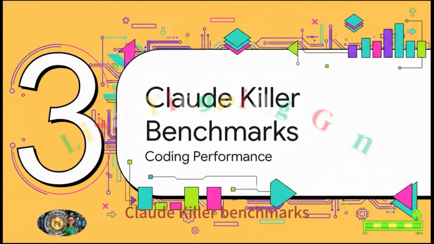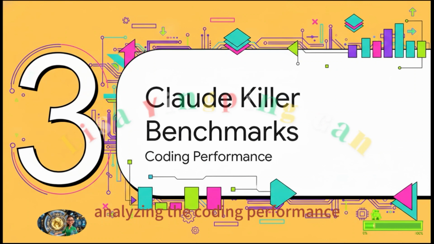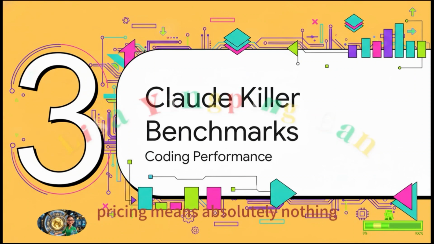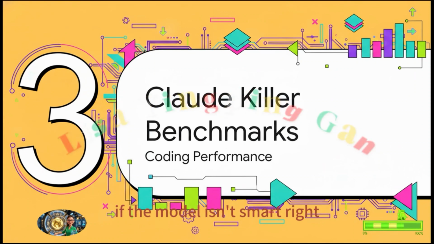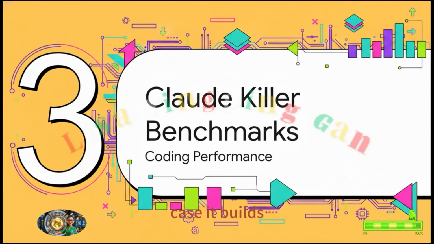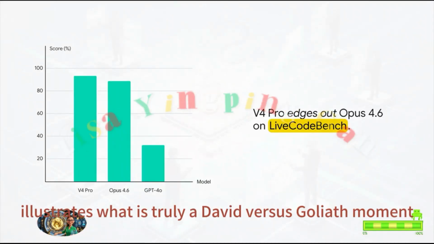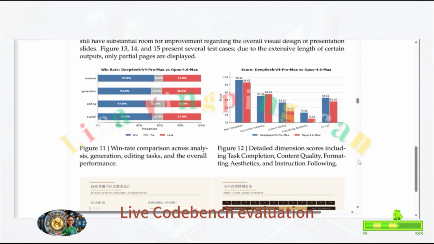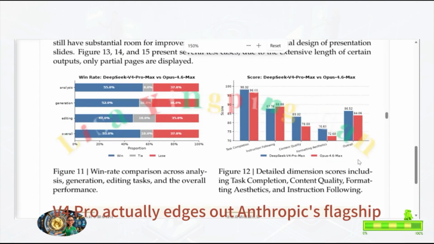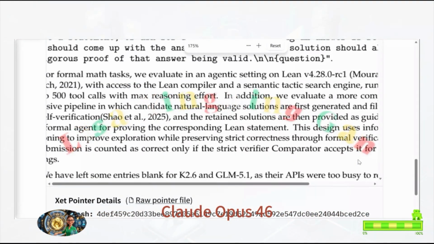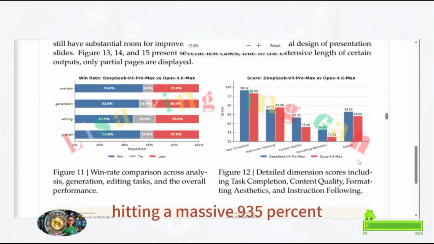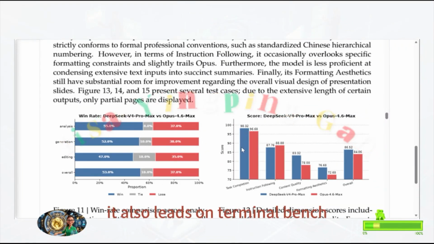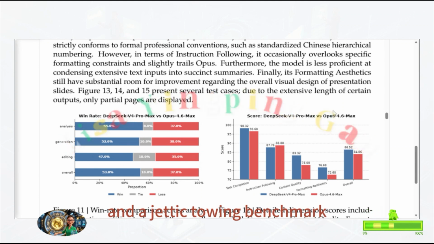Section 3, the Claude killer benchmarks, analyzing the coding performance. Look, cheap pricing means absolutely nothing if the model isn't smart, right? So let's move over to the data and see the case it builds. This brilliantly illustrates what is truly a David versus Goliath moment. In complex coding tasks like the LiveCodeBench evaluation, the open-weight V4 Pro actually edges out Anthropic's flagship Claude Opus 4.6, hitting a massive 93.5%. It also leads on Terminal Bench, an agentic coding benchmark.